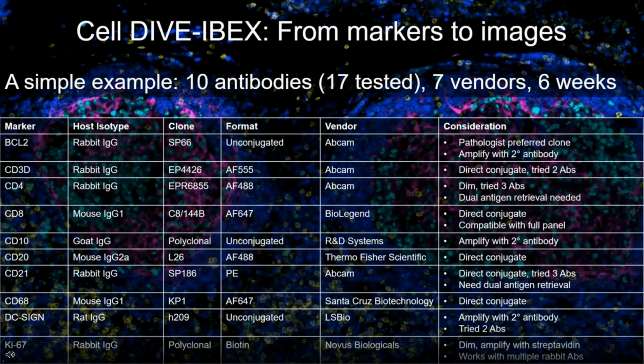And then in summary, extending to a little bit more advanced, but still a simple example. So, not to overload you, it's just the 10 markers shown on the left. I tested maybe 17 different antibodies and ultimately sourced antibodies from 7 vendors. And it took me a total of 6 weeks. And again, using the pathologist preferred clone, the ability to amplify or use direct conjugates, that's all very important, and that's what's available with those open platforms.